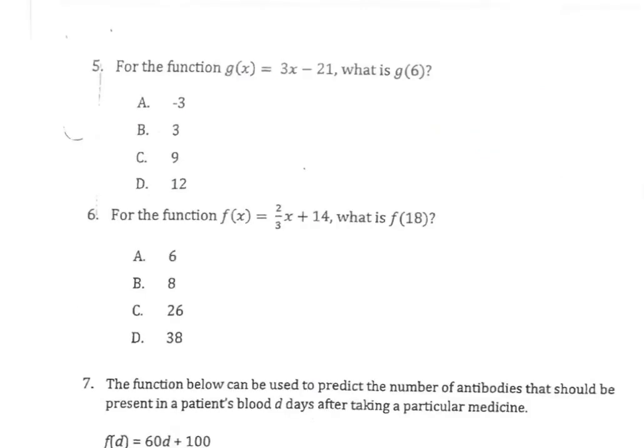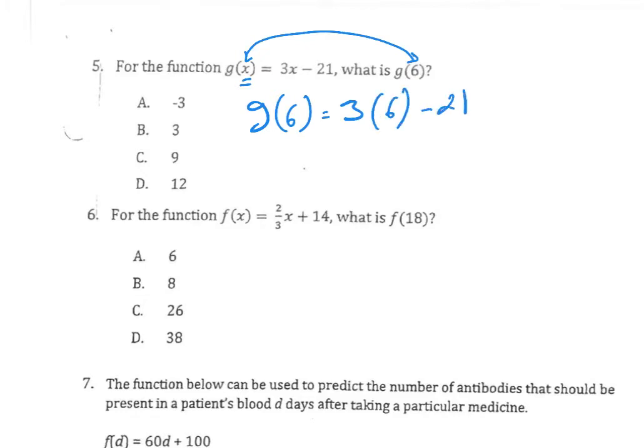All right, for question number 5, for the function g(x) equals 3x minus 21, what is g(6)? So what we have to do here is replace x with 6. So g(6) is going to be 3 times 6 minus 21. 3 times 6 is 18. Take away 21, the answer is negative 3. And the answer would be A.